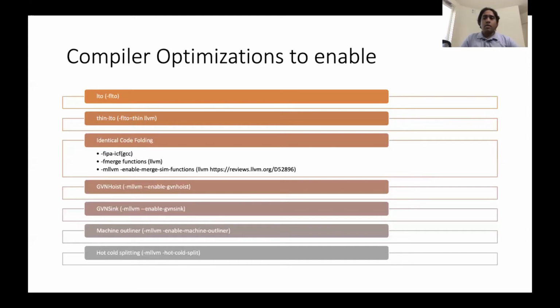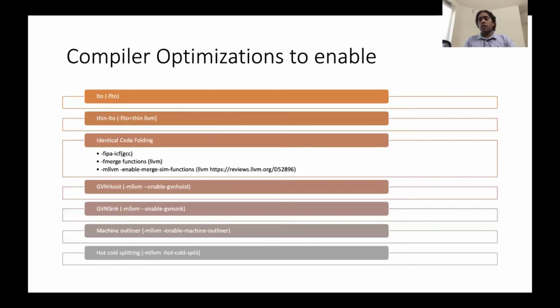Link time optimization reduces code size by quite a bit by having access to more information, like constant propagation, devirtualization, and inlining. Thin LTO is a feature in LLVM only. It is not in GCC.